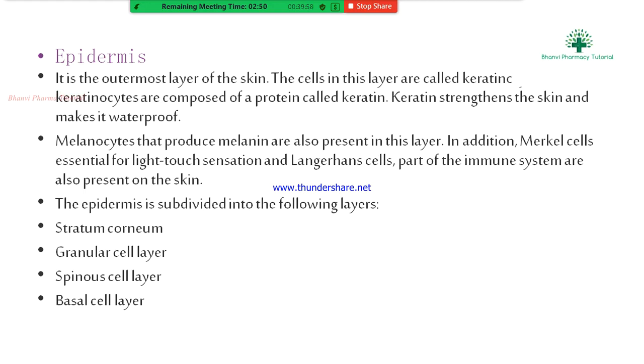Next, the epidermis is subdivided into the following layers. There are 4 layers: first the stratum corneum, then the granular cell layer, the spinous cell layer, and finally the basal cell layer.